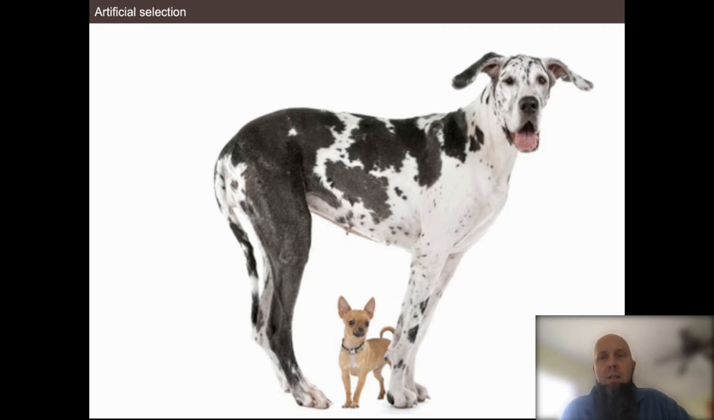Are they going to keep the biggest teacup Chihuahua? Well, that's not the point of teacup Chihuahuas, right? They're going to keep the smallest one so that they can have the teacuppiest, tiniest, most ridiculously small Chihuahuas. Okay. Same is true of Great Danes. Those breeding Great Danes, they are selecting the largest individuals as breeders for their next generation of offspring.